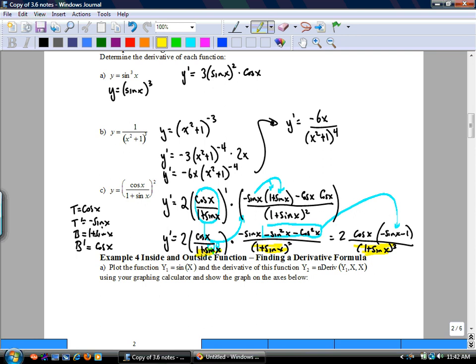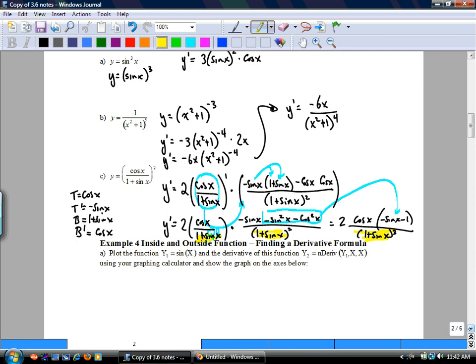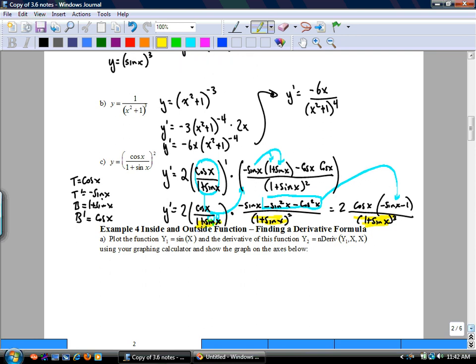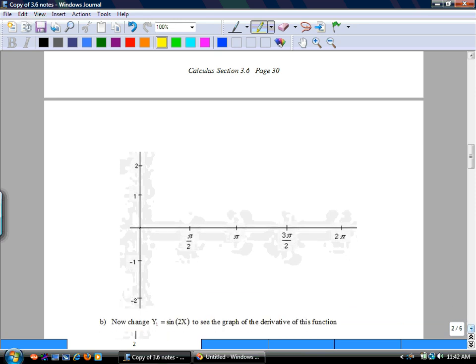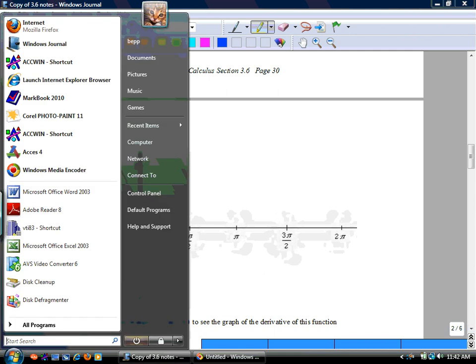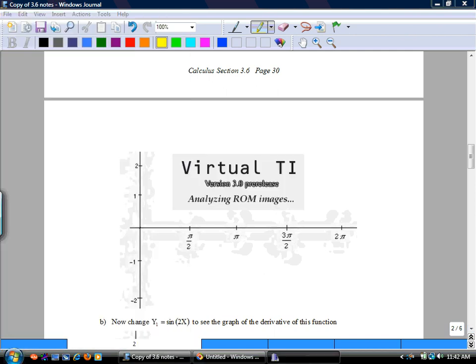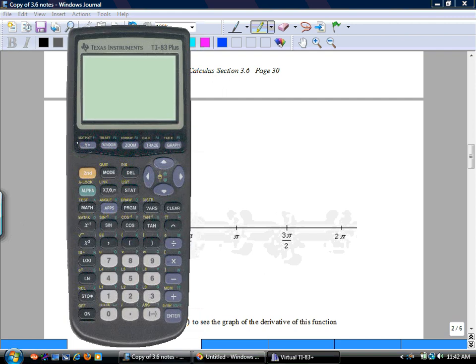Okay. Plot the function y equals sine x and the derivative of the function. Using your calculator, show the graph on the axis below. You got that on the next page? We're going to get our calculator to graph the function and its derivative at the same time. So y equals sine x. Now we can get the calculator to graph its derivative by going math, over, where's derivative?